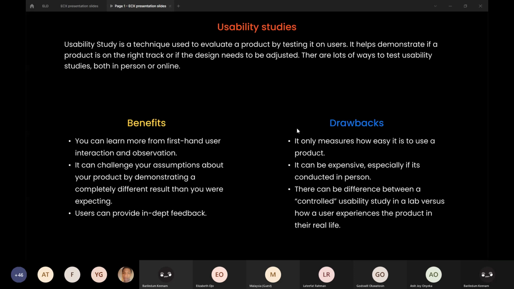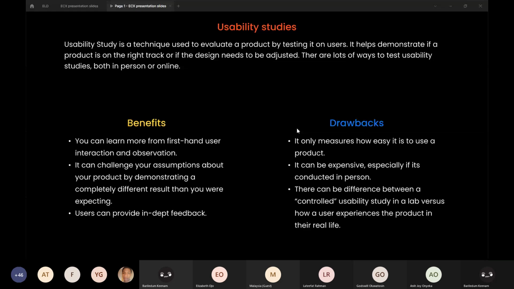It helps demonstrate if a product is on the right track or if the design needs to be adjusted. When you carry out research, be it surveys or usability studies, you get feedback from users. So you work on that feedback and implement it on your product. When you carry out usability studies with your wireframe, the feedback you get will put you in the right direction as to what you need to consider, probably to remove this feature or to add another feature.